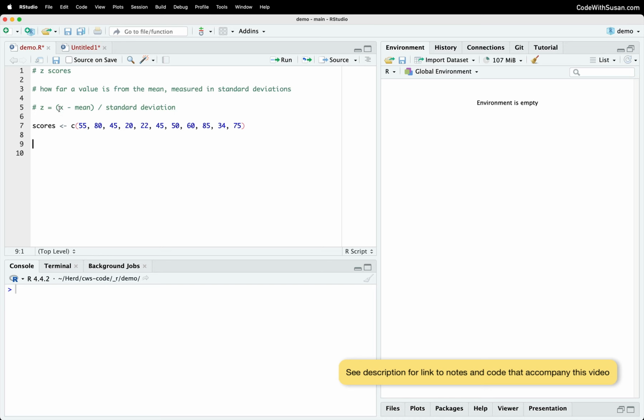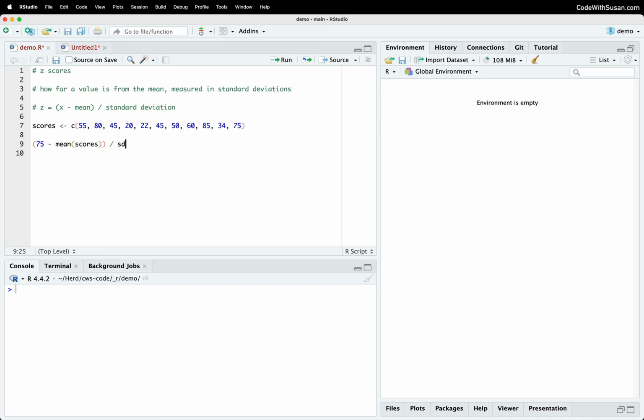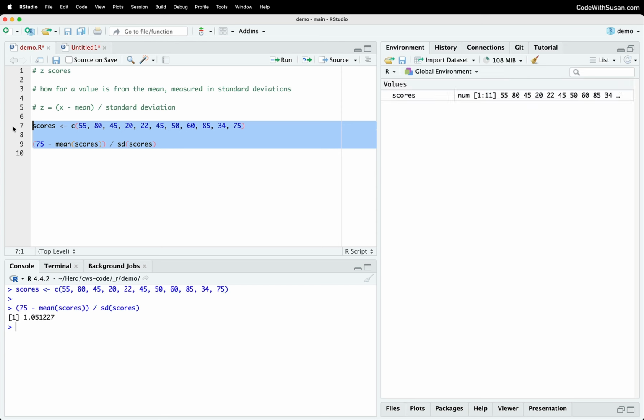So plugging in our formula, our value for x is going to be 75. We need to subtract the mean of all of our scores, so I'm going to use R's built-in mean function for this. And then we're going to divide that by the standard deviation of our scores. So again, using built-in functionality, we're going to use the SD function and pass it our scores. And then finally, we'll run our code, and we can see that our resulting z-score is 1.05.